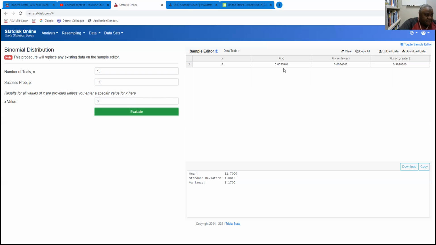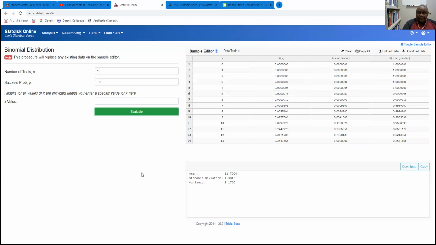So that's for 8. And then in part C, you're going to find the probability that the number of consumers who recognize the brand name of cookies is 6 or 8. Let me do this. I'm going to clear out the X value box and just click evaluate. And you'll see that whole table that you see here. Now for 6, it was 0.0001. It's this one.